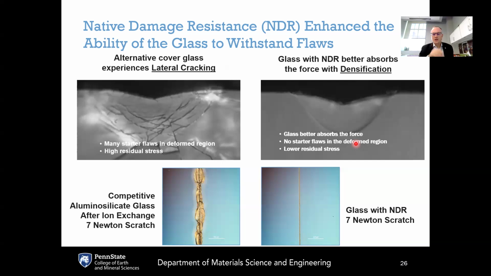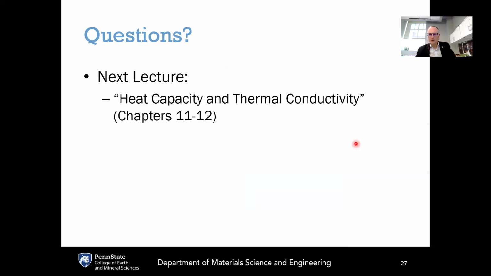And so these newer Gorilla glasses that have this feature have multiple advantages. There's not only the compressive stress advantage of ion exchange, there's also this native damage resistance. And all of this means a significantly higher resistance to the introduction of damage and the propagation of damage. All right, that is a summary of strengthening and toughening mechanisms.